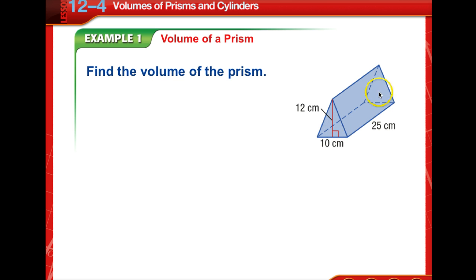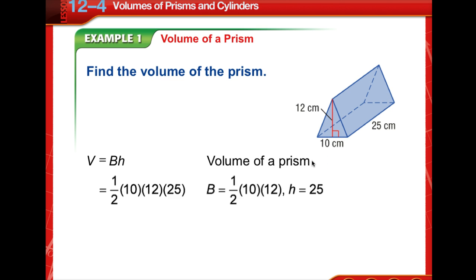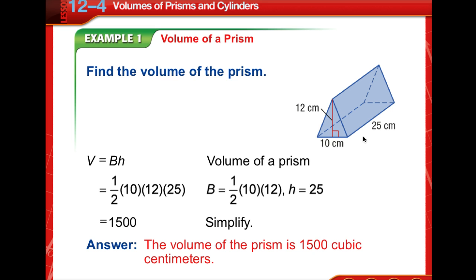Here we have a triangular prism. So the area of the base would be 10 times 12 divided by 2, times the height of 25. So the volume of this prism is 1,500 cubic centimeters.